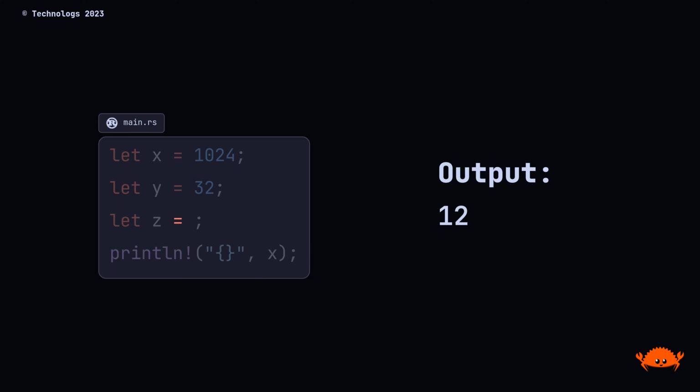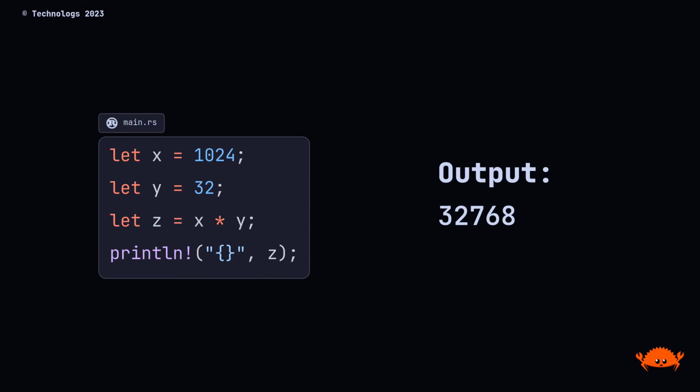Let's first try multiplying the values of x and y. To do that, type in x, then the asterisk sign, and then type in y. We also need to change the value we are printing in the println macro from x to z. What this will do is multiply the value of x, which is 1024, with the value of y, which is 32. This will output 32,768.